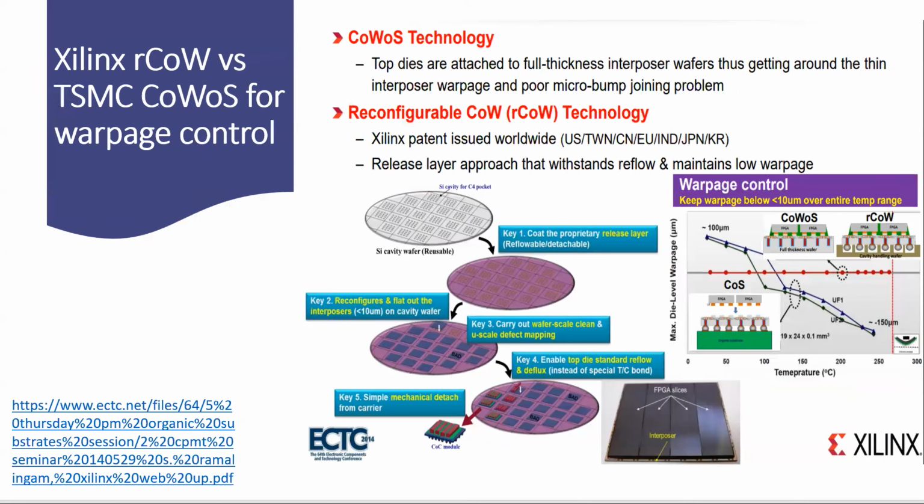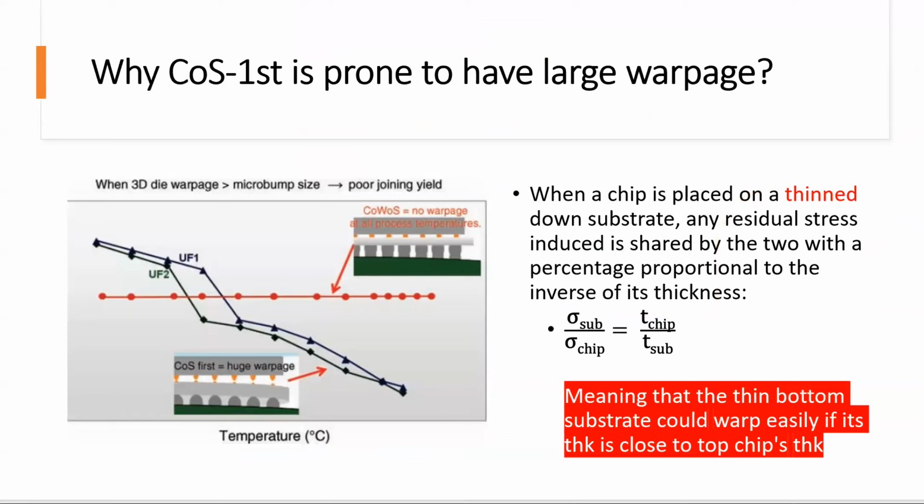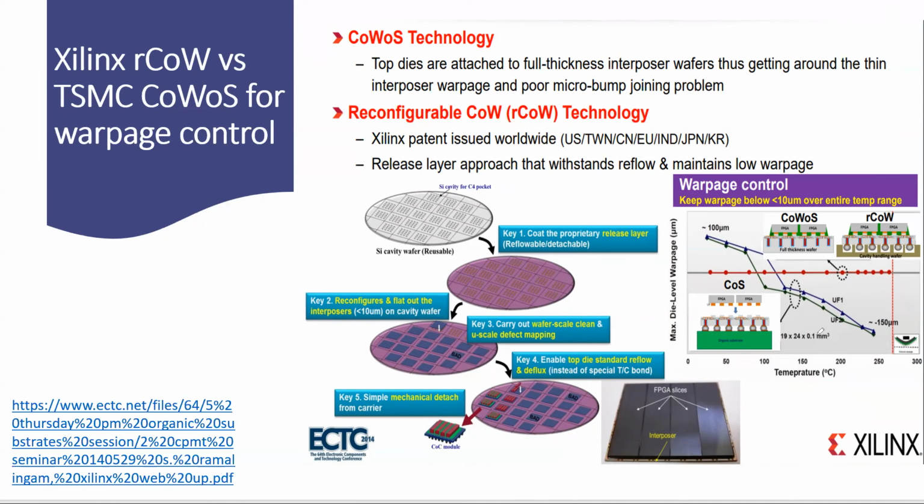Xilinx in 2014 presented this at ECTC. They worked with TSMC, and they claim they have this arc cores, right? They have tons of papers around it. That's what they claim, and they will address this issue I mentioned earlier. Yes, there's huge warpage for the chip-on-substrate first approach. They claim they helped TSMC to solve that problem.